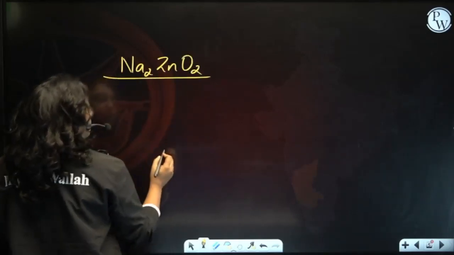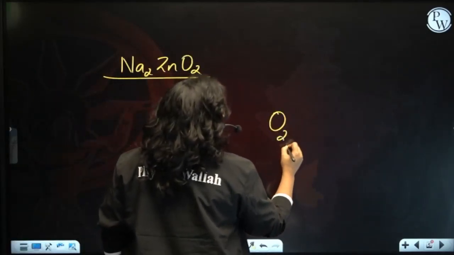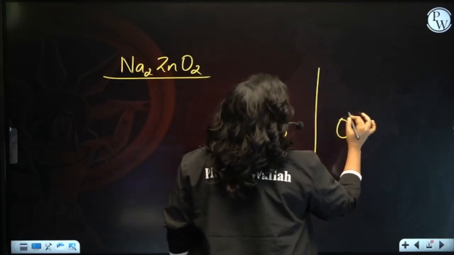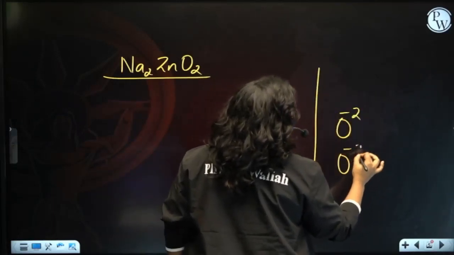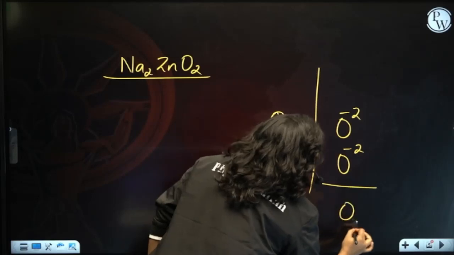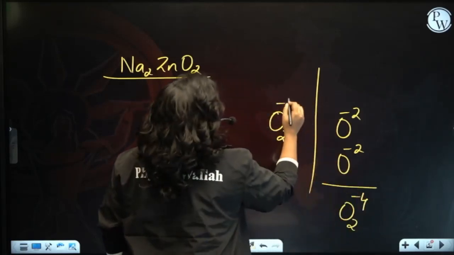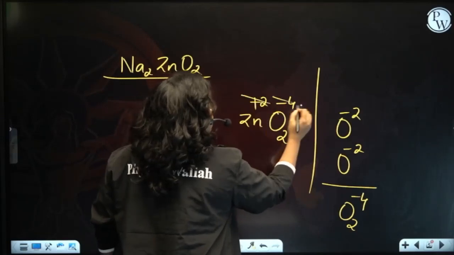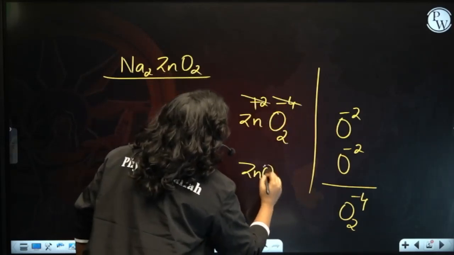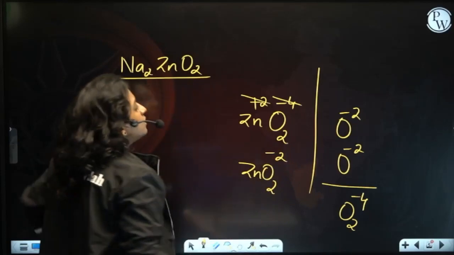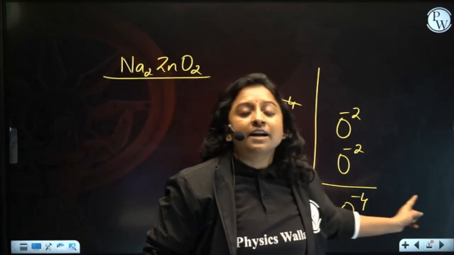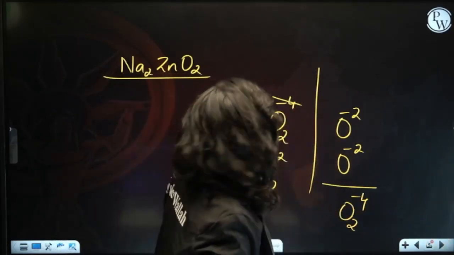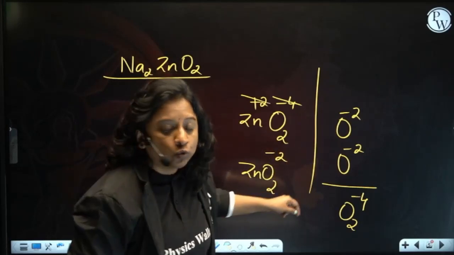Understand this. There are 2 oxygen. For 1 oxygen -2 charge. For another oxygen -2 charge. So 2 oxygen again -4 charge. And zinc is a reactive element. Charge cancels. Now ZnO2 has what charge? -4 plus 2. If you subtract +2 from -4, the remaining charge is -2.